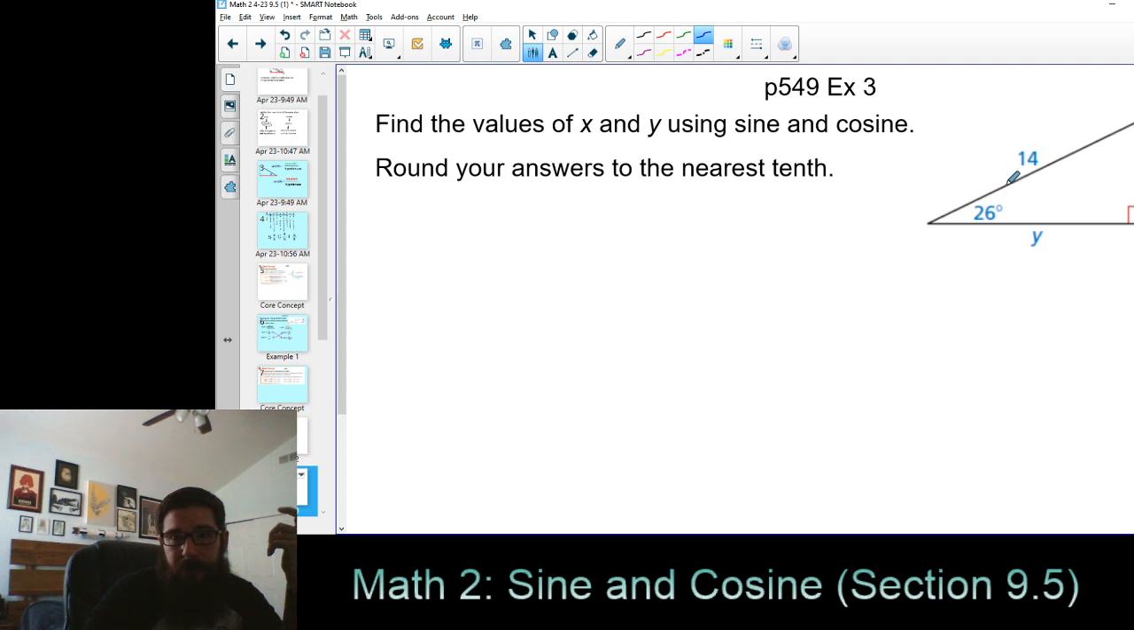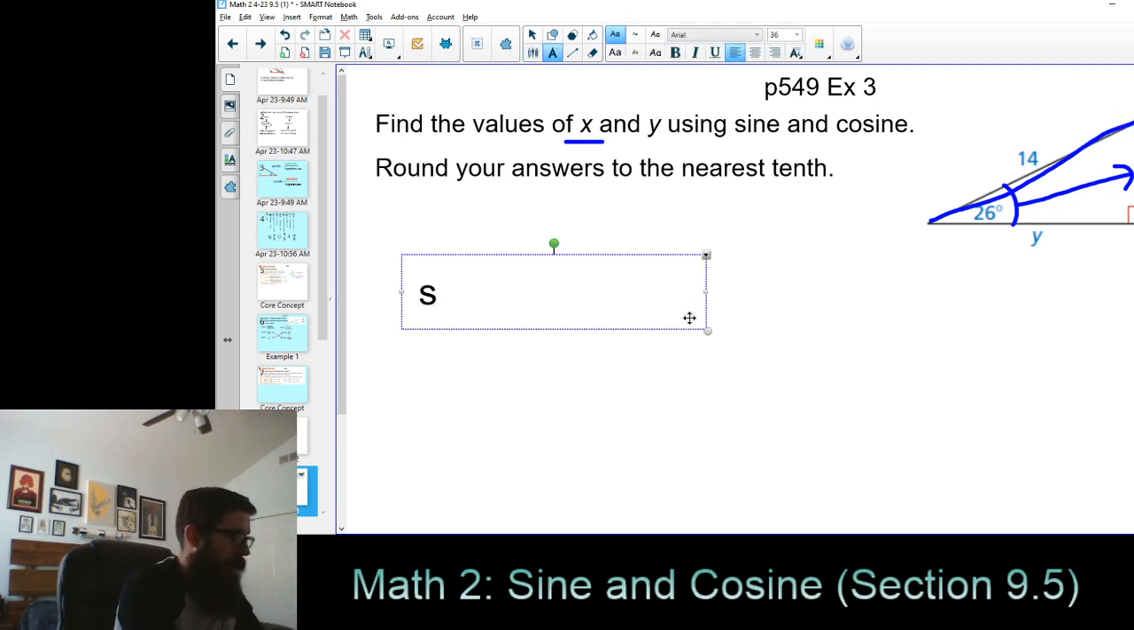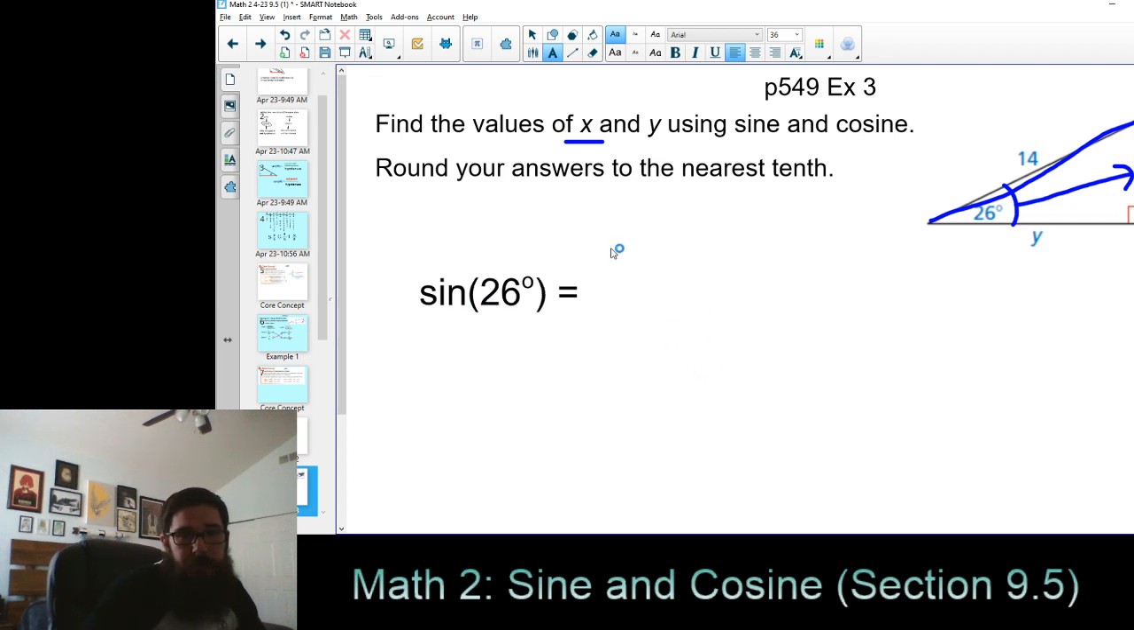I'm going to start off with finding x. It's the first one it asks for. From angle 26, x is my opposite side. And I have my hypotenuse right here, which is 14. So what I can do is I can write sine of 26, because it's always of an angle, just like last time, is equal to my opposite side, which is x, divided by the hypotenuse here, which is 14.